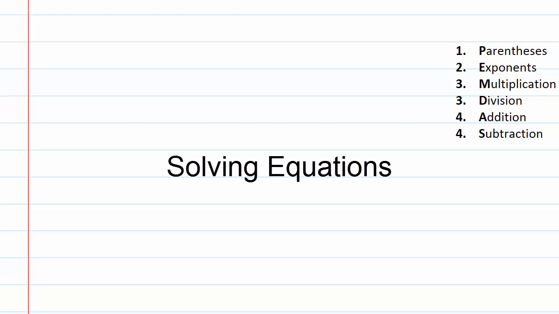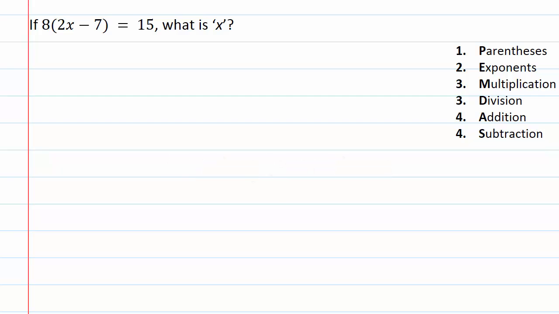If we look at our first problem here, if 8 times (2x minus 7) equals 15, what is x? Well, we see that the 8 is outside of the parentheses, and the parentheses are connected to this 8. So we need to get rid of this 8. In order to do so, we see it's being multiplied, so we need to do its inverse, or divide. When we rewrite our problem, we should end up with 2x minus 7 equals 15 over 8.